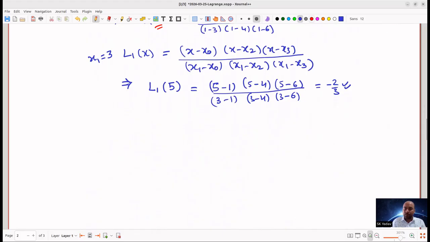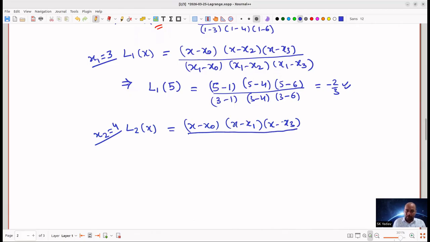Now the third factor you can compute as L2(x). You can first write the formula: x minus x0, x minus x1, and x minus x3. We have to keep the sequence very clearly, otherwise it will be wrong. So this corresponds to x2 equal to 4. And in the denominator, we will write x2 minus x0, x2 minus x1, and x2 minus x3.